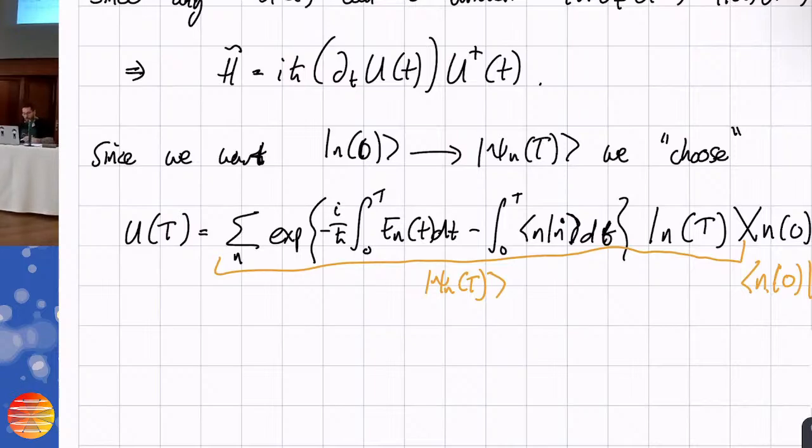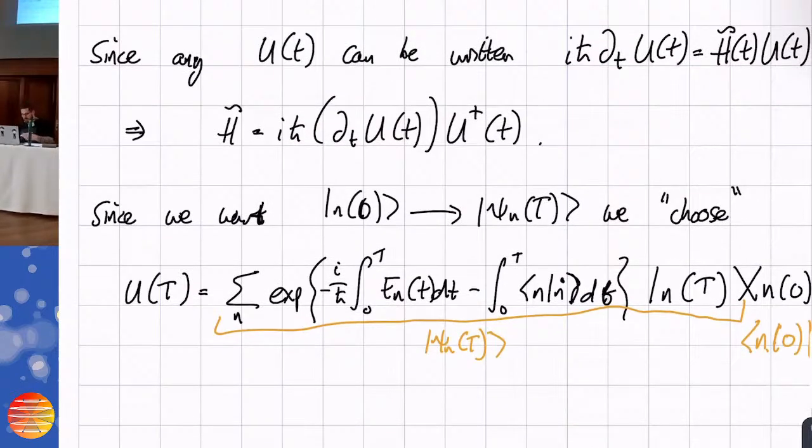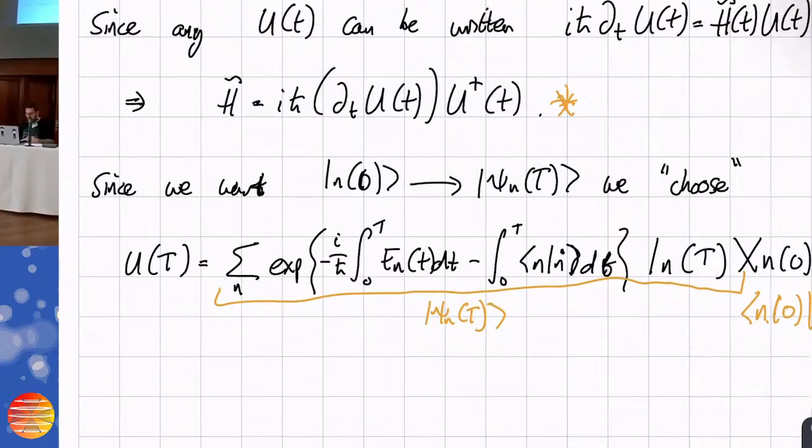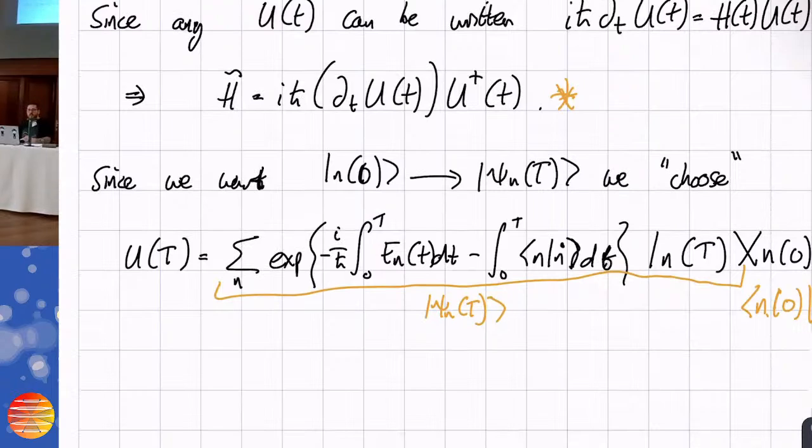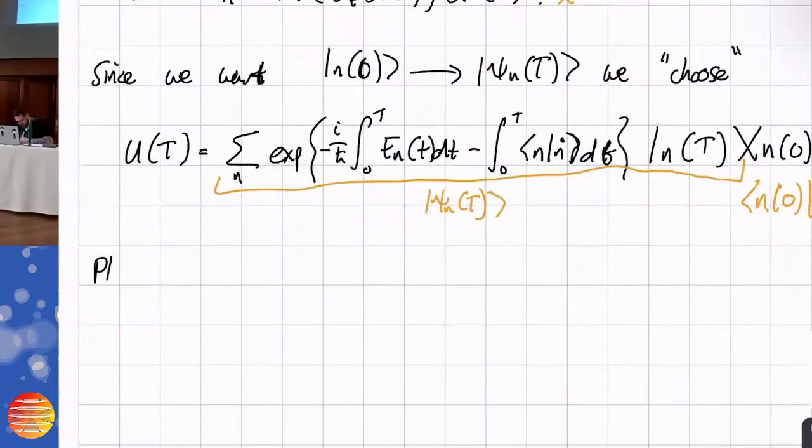I then want to work out what the corresponding Hamiltonian is, and this is where I use this relationship. I'm not going to go through the derivation there. It's in the notes. You can work it out. Take this U of t, plug it into that expression, and then do the derivatives, and you'll work it out. So plug this guy into that expression up there.